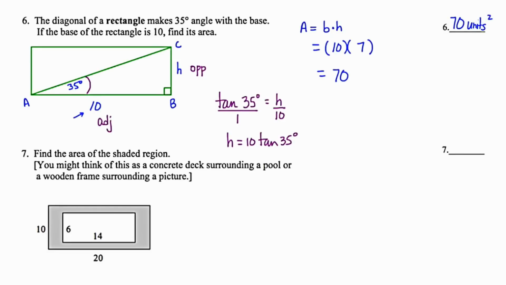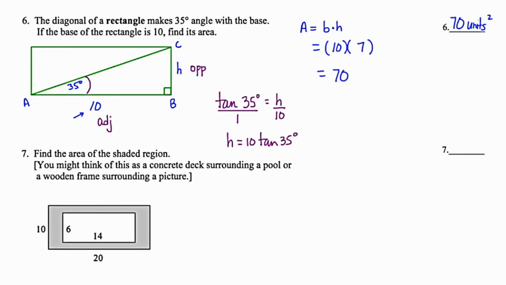Let's look at the last problem on this slide. Find the area of the shaded region. You might think of this as a concrete deck surrounding a pool or a wooden frame surrounding a picture. So our objective is to find the area of this shaded region, but if you squint, it kind of looks like a square donut. It's not completely a full rectangle. It's a rectangle with the inside removed, which happens to be the shape of another rectangle. So our strategy here is going to be to subtract.